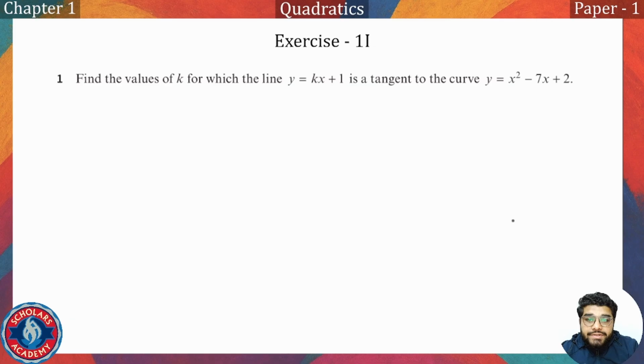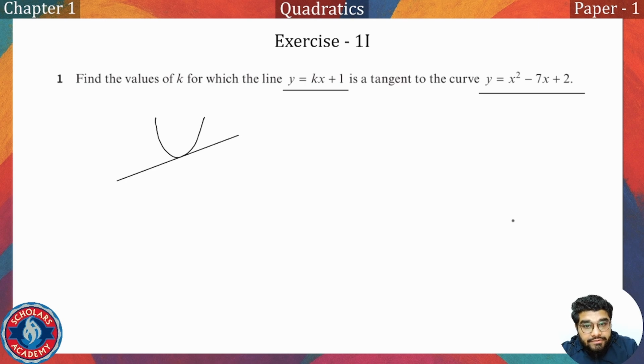So, the first question is: find the value of k for which the line y is equal to kx plus 1 is a tangent to the curve y is equal to x square minus 7x plus 2, right? So, this is the curve. The line is tangent to the curve. So, for tangent, we'll check for one point. It means we need to check that the discriminant b square minus 4ac is equal to 0 or not, right? So, we need to find the value of k. We are given that the line is tangent to the curve. So with respect to this particular equation, we'll try and find the value of k. I hope it is clear.